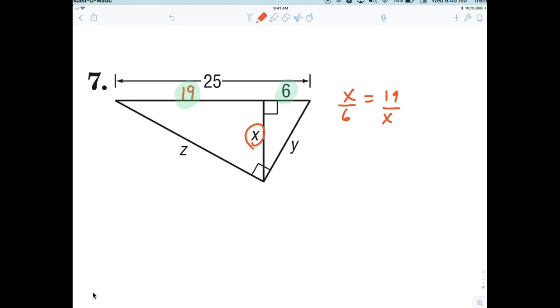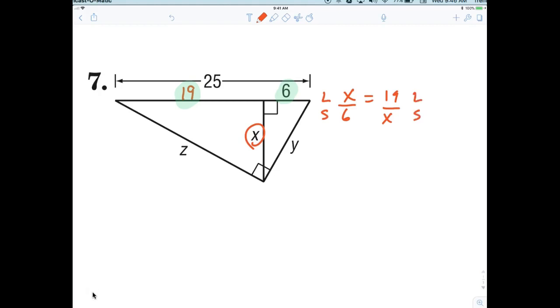Or you can remember what I just said. The variable is always in the opposite corner. All right? But again, let's set up what he said. X over 6, long leg to short leg. Long leg to short leg. Does everybody agree with that?